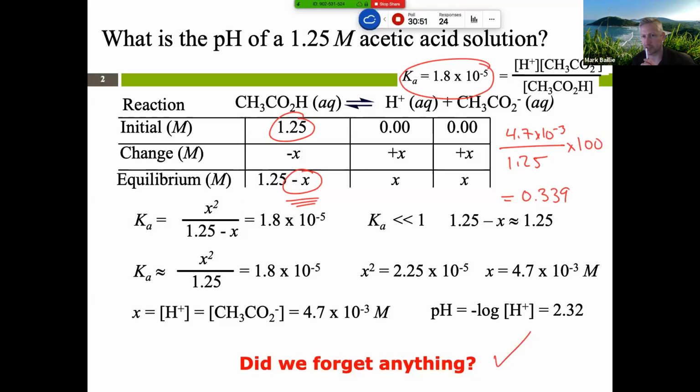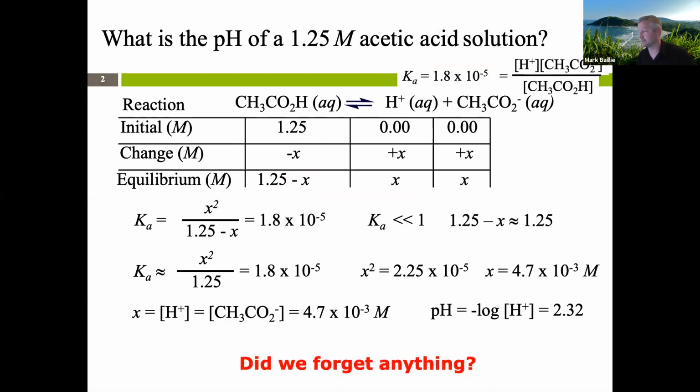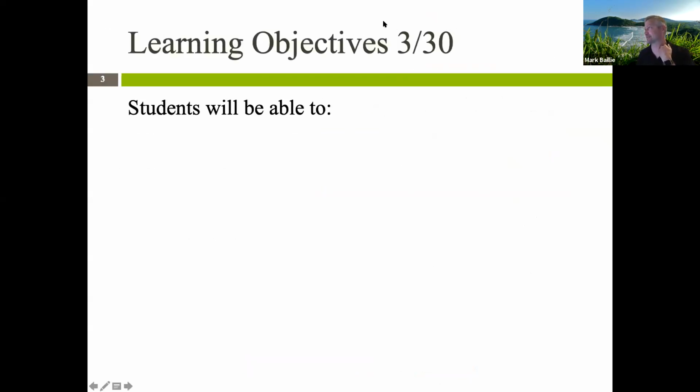Okay, that was a nice quick intro, right? Now we're 36 minutes into class and time to talk about our learning objectives. It's amazing how fast all this stuff goes.